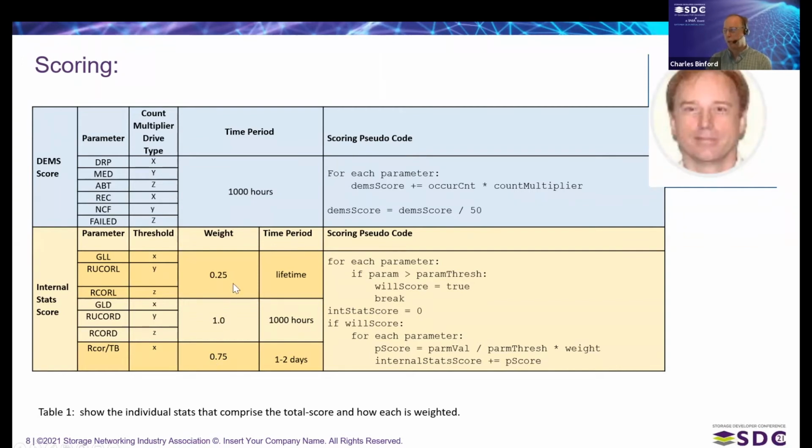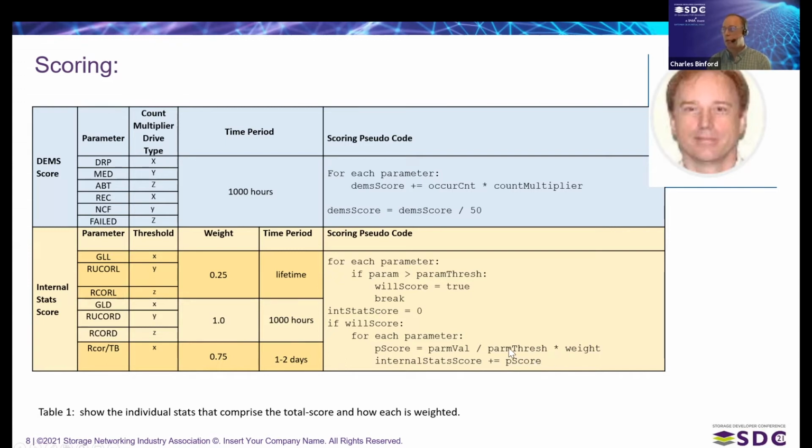And again, the little pseudocode off to the right is basically showing if it's above the parameter threshold, then we're going to score that drive. And once we score it, we go through and calculate its value divided by its threshold times the weight, and that gets the total score.